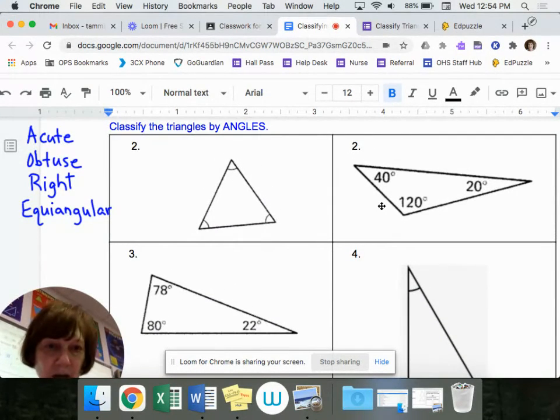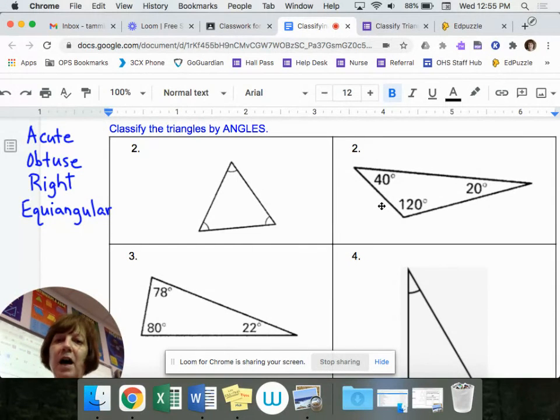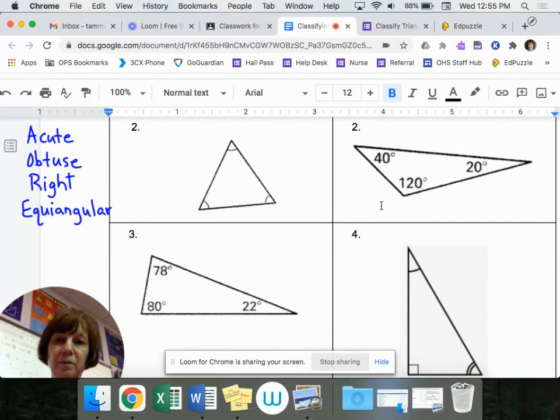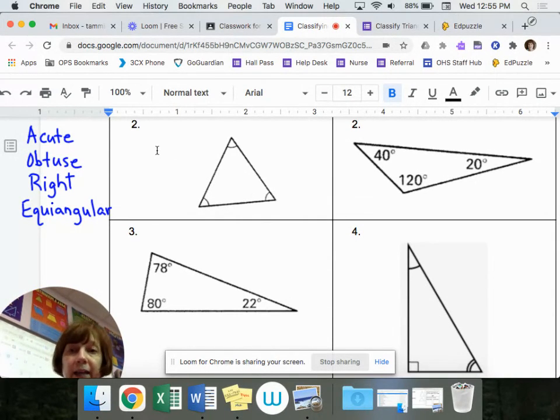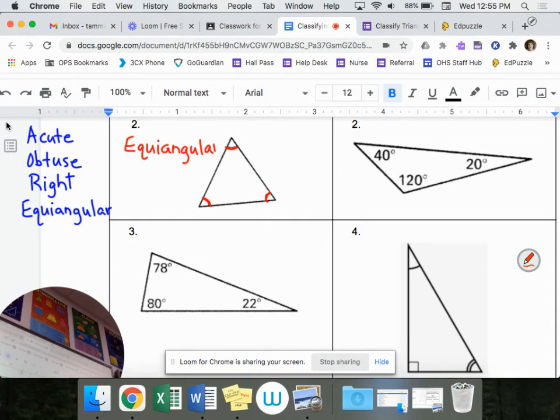All right, let's try some of these. So this says classify by angles. All right, so I think that should have been number 1. Again, this problem has no measurements on the inside of it. But we do have these symbols, which are congruence arcs. There's a congruence arc in all 3 of the angles. So that's telling us that all 3 of those angles are congruent to each other. So this is going to be equiangular.